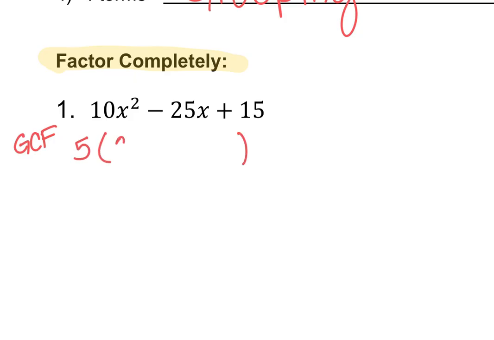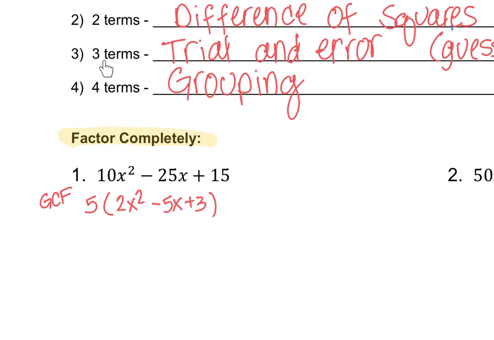And now we are left with 2x squared minus 5x plus 3 on the inside. Again, how did we get that? Well, 5 times 2 is 10, and then we bring down that x squared. 5 times 5 is 25. Bring down that x. 5 times 3 is 15. Now, are we done factoring? No, we have 3 terms left right here. And if you scroll up a little bit, you can see that if we have 3 terms, we will use trial and error.